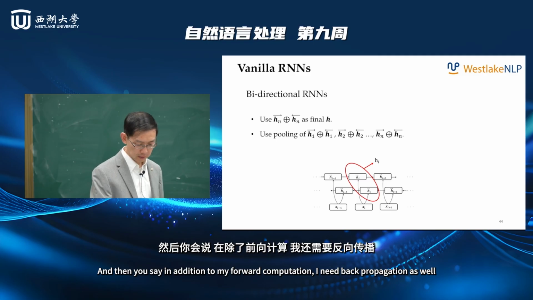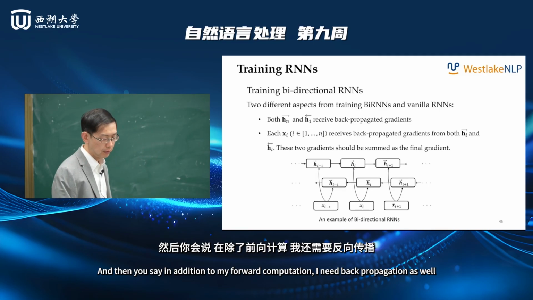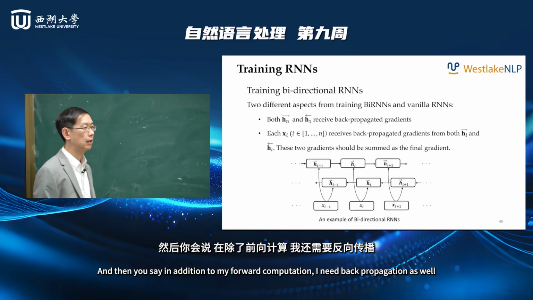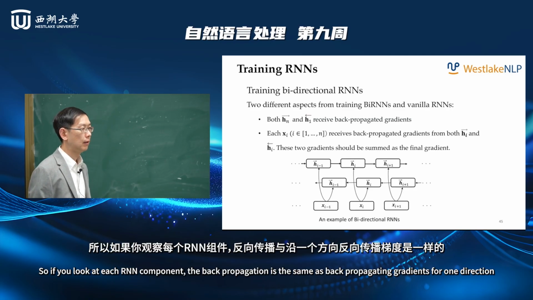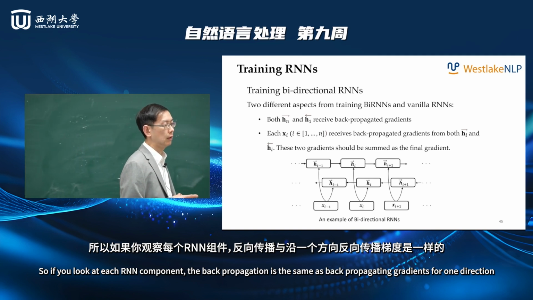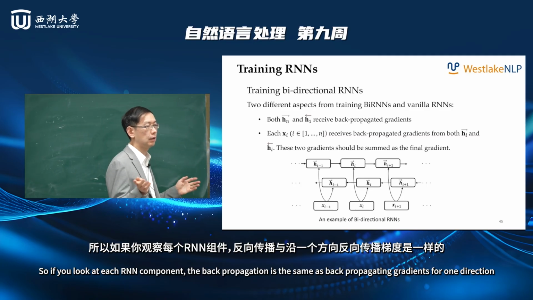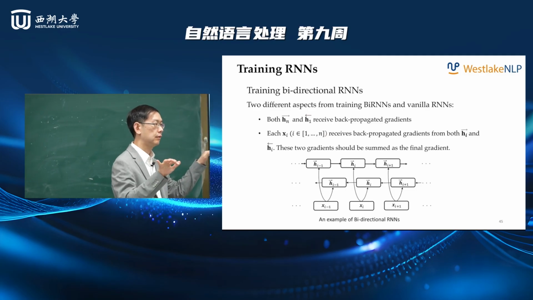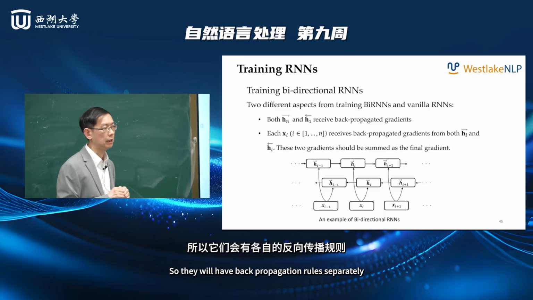And then you say, in addition to my forward computation, I need backpropagation as well, right? How do you backpropagate the gradients? If you look at each RNN component, the backpropagation is the same as backpropagating gradients for one direction, right? It's just that you have two RNNs, so they will have backpropagation rules separately.